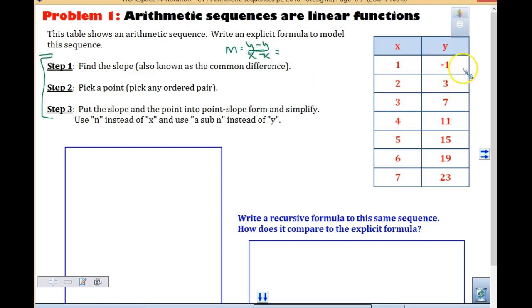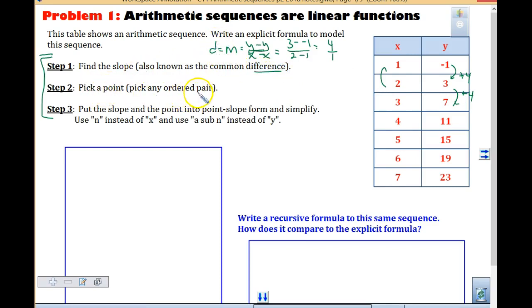Does it matter which change in y we're looking at? No. So if we want to look at how our x is changing, taking 2 minus 1, then in our numerator we need to take 3 minus a negative 1. So 3 minus a negative 1, that's going to give us a change of 4 over 1, which we can see that each time we are adding 4. That is our slope, our common difference.